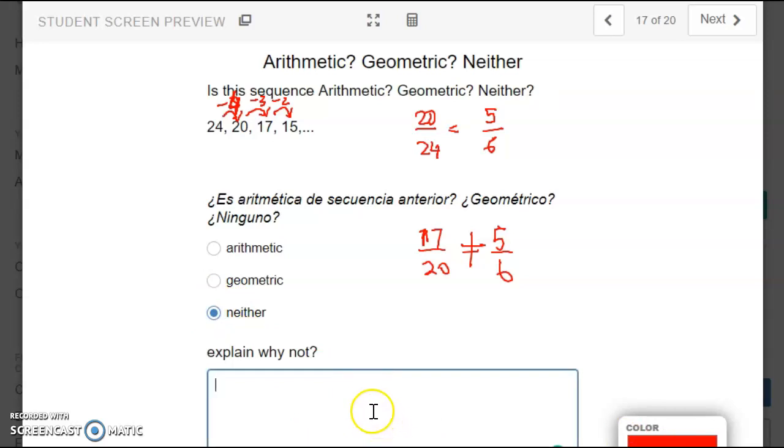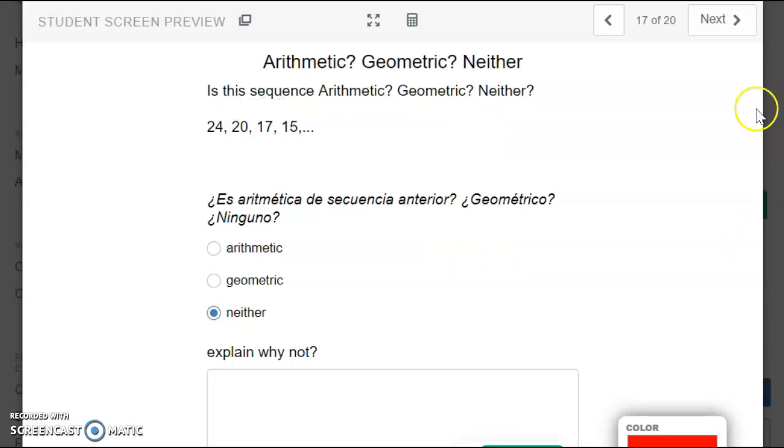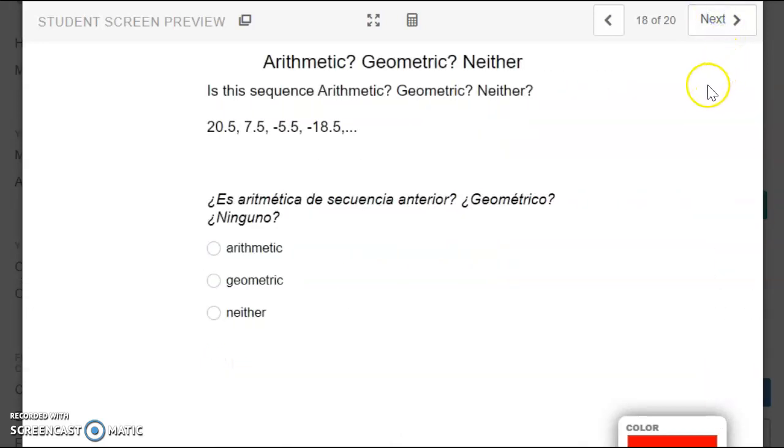Okay, and explain why. Because I checked for common difference and the differences are not constant. And I checked for common ratio and the ratio of the term with its previous is not constant. I have 5 over 6 for the first, the second one will be 17 over 20, and they're not equal. So that's why. Okay, let's move on to the next card.